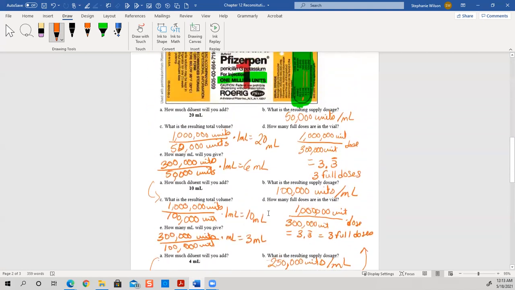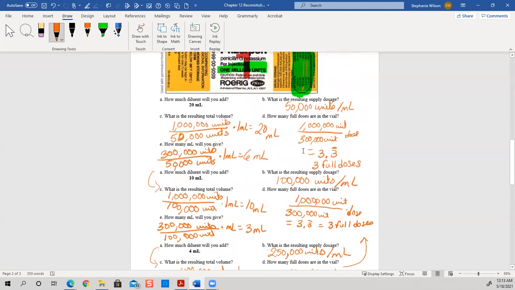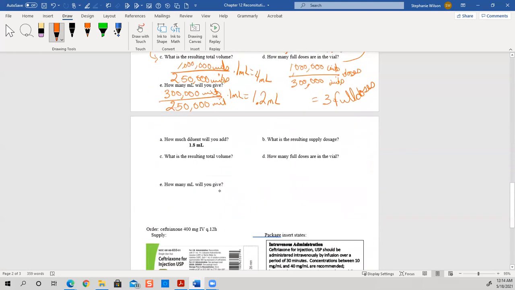So that leaves us with the last one, 1.8, and it says that it's 500,000 units per milliliter. The resulting volume is the total volume divided by my resulting supply times the milliliters on the resulting supply, which gives me 2 milliliters. And then of course our 3 full doses.